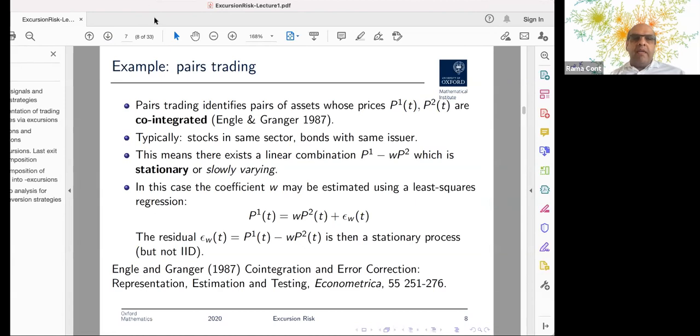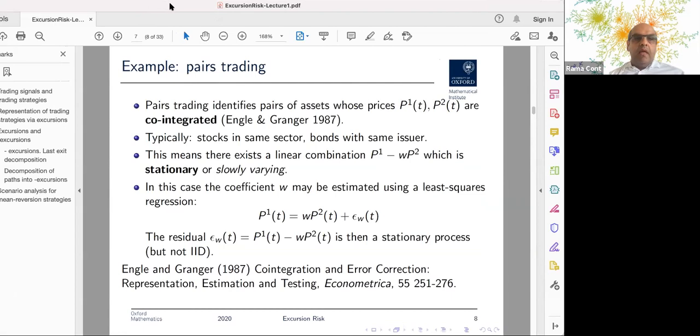So you identify pairs of assets which are supposed to be linked in some way structurally. And what we mean by linked is, in statistical terms, we mean that they're co-integrated. Co-integration is a concept introduced by Engle and Granger. As I mentioned, this is the reference here. It's very well known in econometrics. It means that there exists a linear combination of P1 and P2 which is stationary.